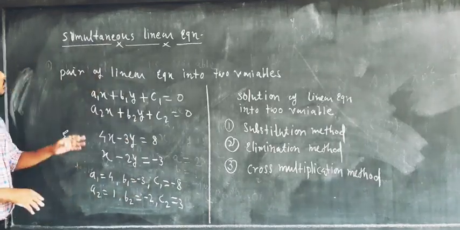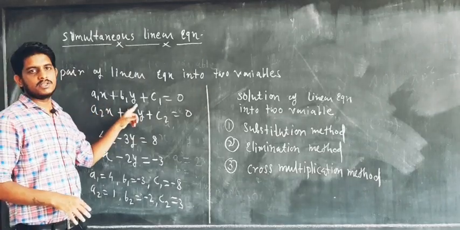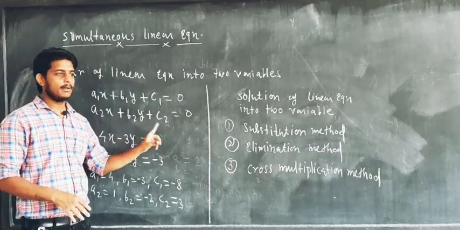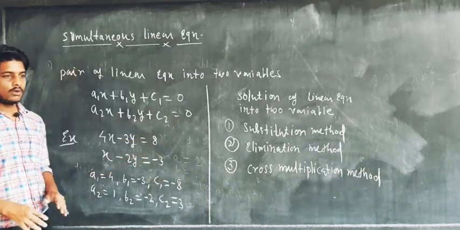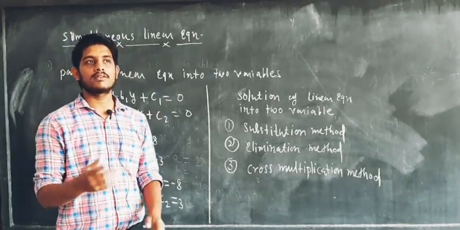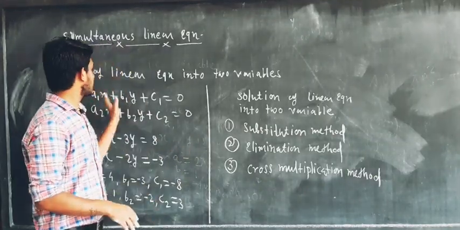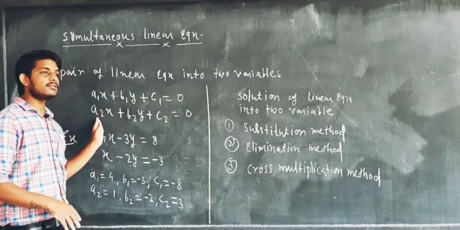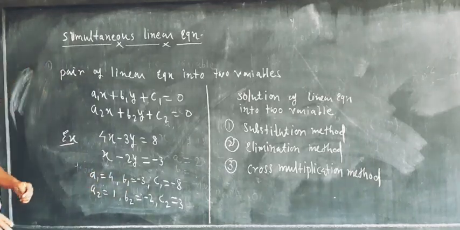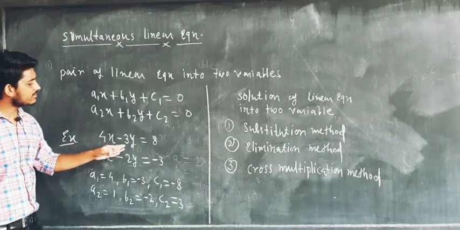Okay. So the general form of a pair of linear equations in two variables is what? a1x plus b1y plus c1 equals 0. Similarly, a2x plus b2y plus c2 equals 0. Now what are you getting from here? If I represent these equations on a graph, we will get two straight lines, one straight line for equation 1 and similarly a second straight line for equation 2.